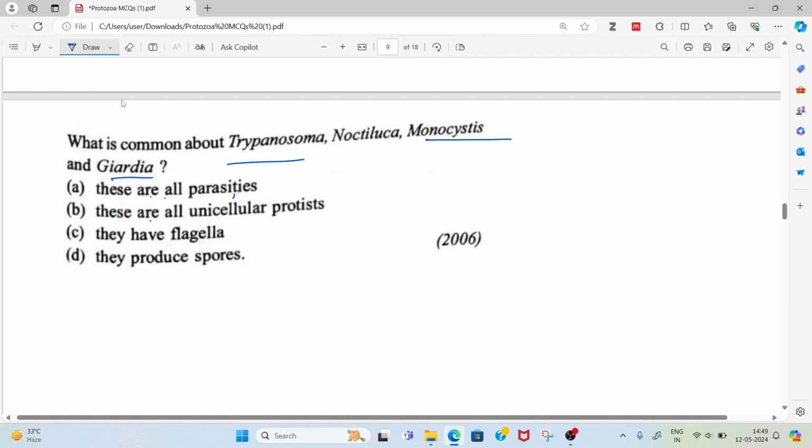These are all unicellular protists. They have flagella and they produce spores. So the correct answer is, they are all Protista. Protista means unicellular eukaryotes, but among them they all are not parasites. Monocystis is a parasite, but Noctiluca is not a parasite. That's why option A is not correct.